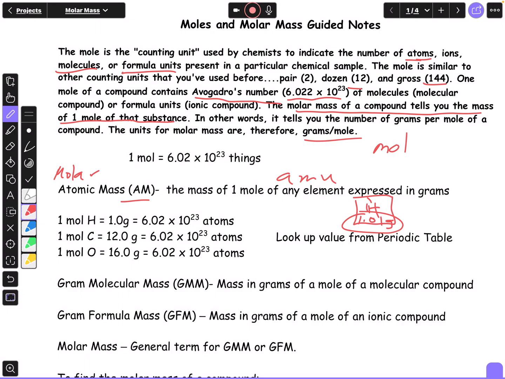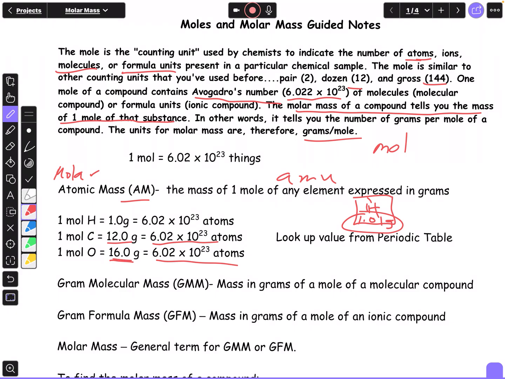1 mole of carbon is equal to its atomic mass, which is 12.0 grams, but it also contains 6.02 times 10 to the 23rd atoms. 1 mole of oxygen is equal to its atomic mass, which is 16.0 grams, and a mole of oxygen would have 6.02 times 10 to the 23rd atoms. So in terms of atoms, a mole of anything has 6.02 times 10 to the 23rd. But defined in terms of atomic mass or molar mass, it's different. Hydrogen, carbon, and oxygen all have different atomic masses.